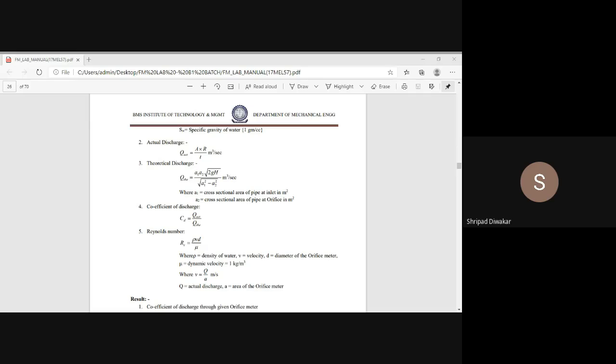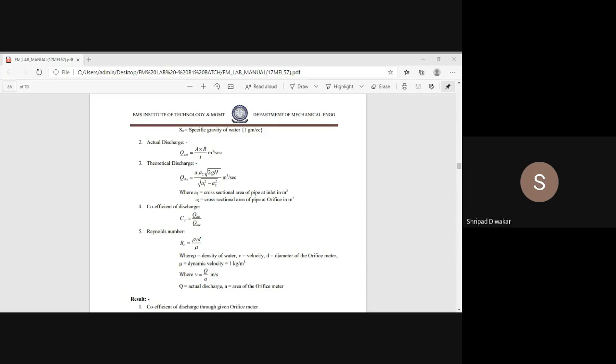So rho V D by mu, I'll tell. Rho is 1000. V is Q actual divided by pi by 4 into d square. The A value 0.12 you have given, that's not the one, that is capital A. This is the area of the orifice meter you have to take. For velocity, you are getting Q actual, right? Q actual divided by area. Area is pi by 4 into the diameter of the orifice. Don't take capital A.